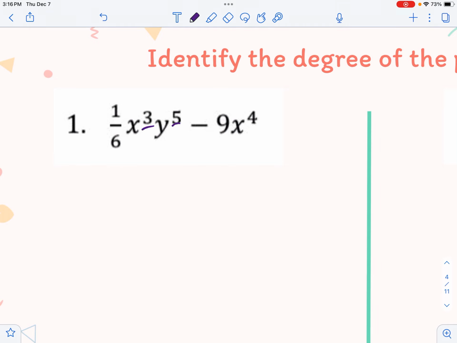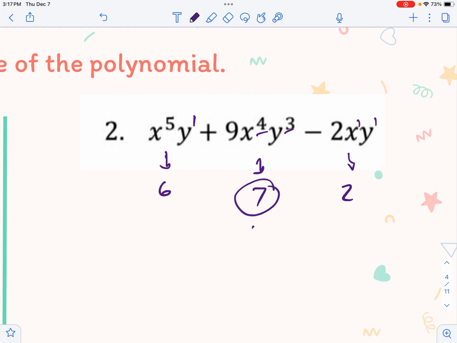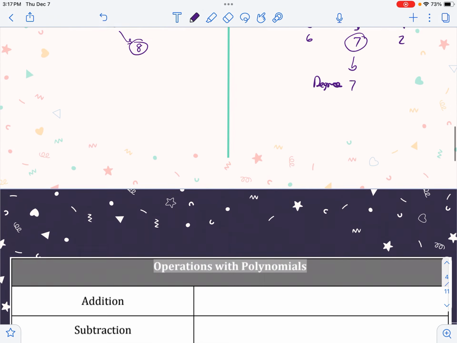So for these 2 terms, I got a 3 and a 5, so the degree of this term is 8. Here I just have an x to the 4th, so my degree is 4, so the degree of the whole thing is 8. The next one, I got x to the 5th, y to the 1st, so if you add those 2 together, my degree for that term is not 5, sorry, that's 6. 4 and 3, so my degree is 7. 1 and 1, x to the 1st, y to the 1st, that's the degree of 2. So you take the highest degree of all of them. So the degree of the whole polynomial is 7. Okay, so that's how we find degrees.